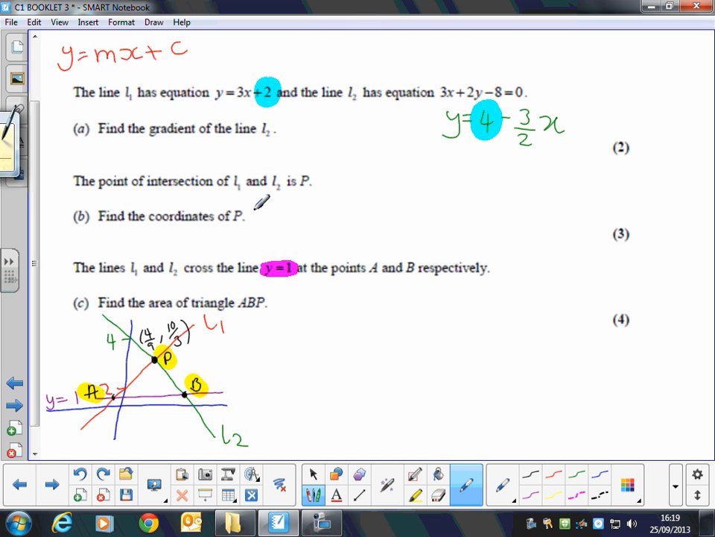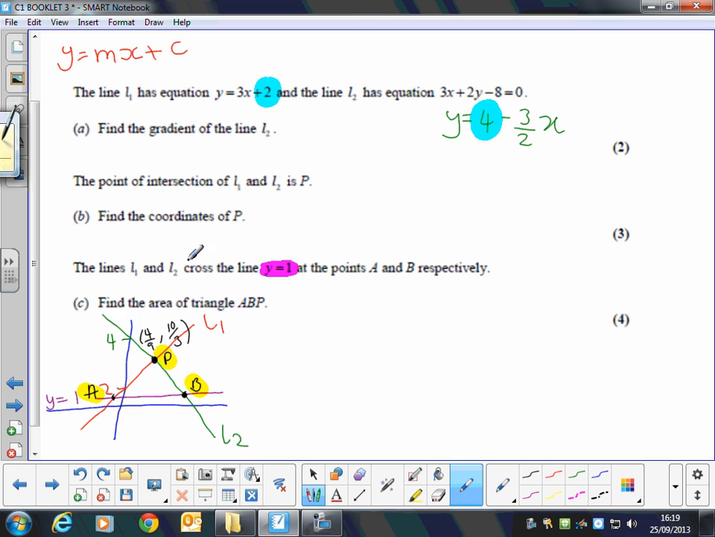For part B, we worked out the coordinates of P, which was the point of intersection of the lines L1 and L2. So if we look on here, the line L1 in red and L2 cross, so they intersect at the point P, which we worked out in part B was 4 over 9, 10 over 3. So part C is asking us to find the area of triangle ABP.